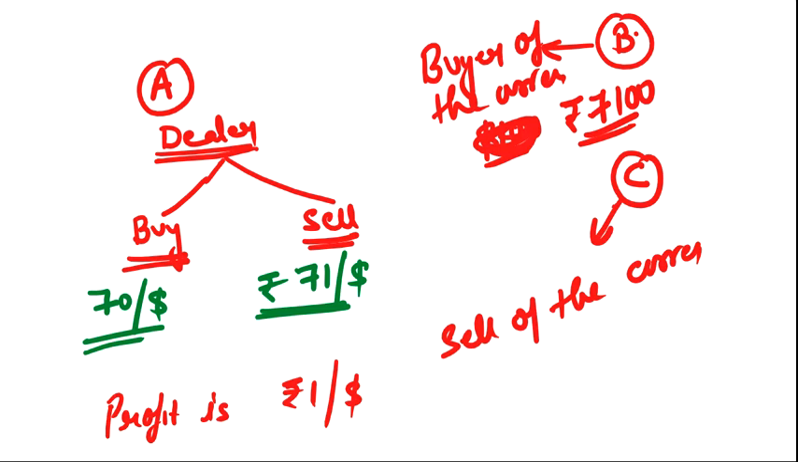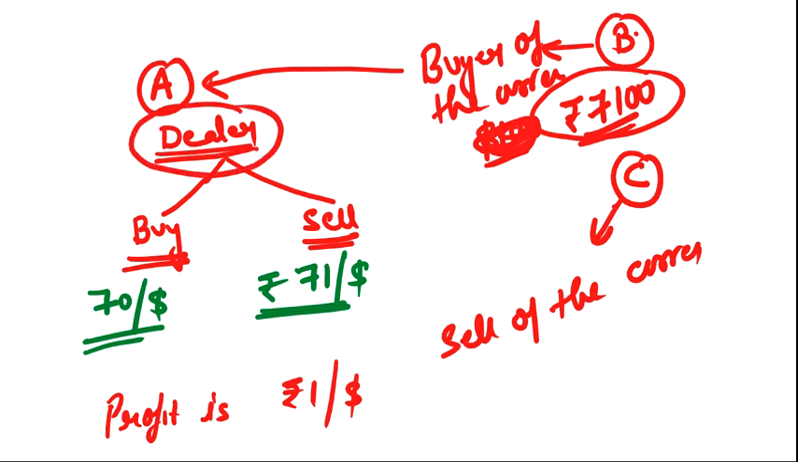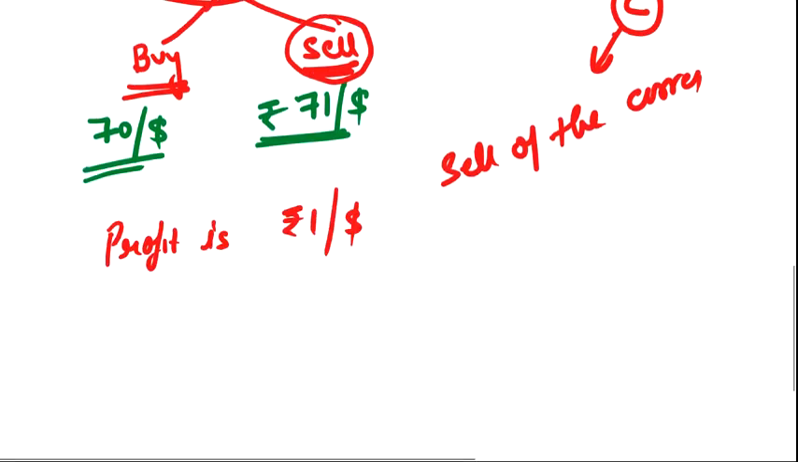He will approach Mr. A, because Mr. A is the dealer. He buys and sells currency. So Mr. B approaches Mr. A and says that I want to buy dollars. I have 7100 rupees. Can you give me dollars? He will say yes. Clear? So the dealer needs to sell the dollar. Which rate is he going to use? 71 rupees per dollar.